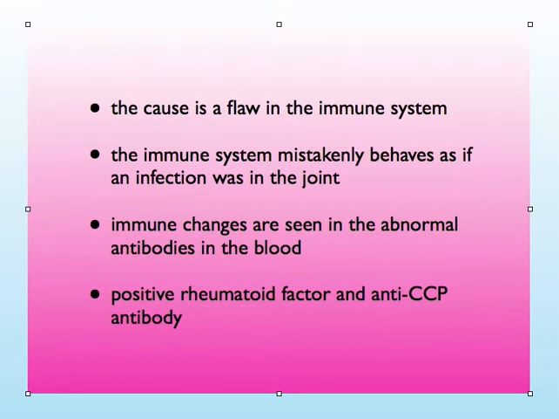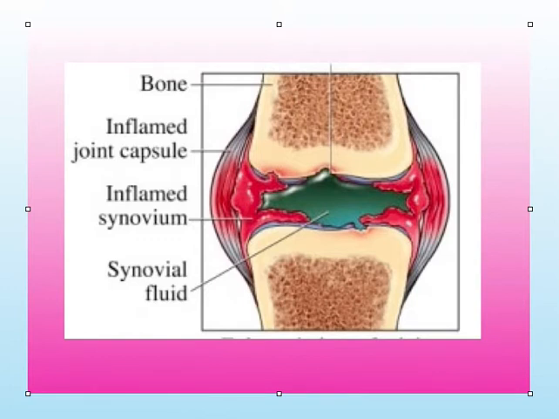These immune changes are seen in abnormal blood results, particularly the abnormal antibody tests called the rheumatoid factor and anti-CCP antibody. In the joint itself, there is soft tissue swelling on the sides of the joint in the soft tissue layer called the synovium. There is marked inflammation which leads to the swelling, stiffness, and pain and may produce fluid inside the joint. When the inflammation persists on a chronic basis, it may do considerable damage to the joint itself.